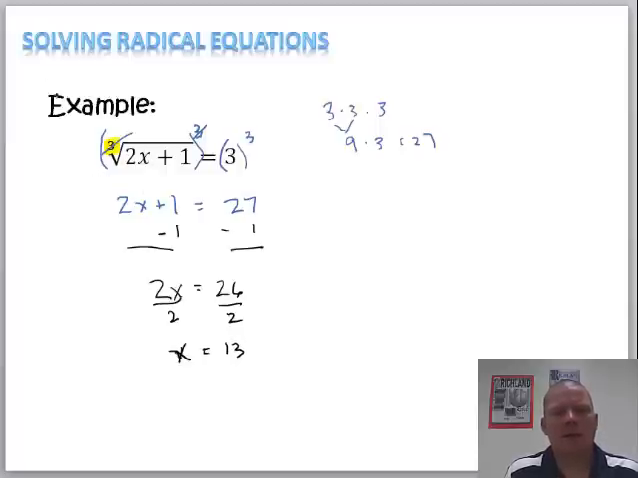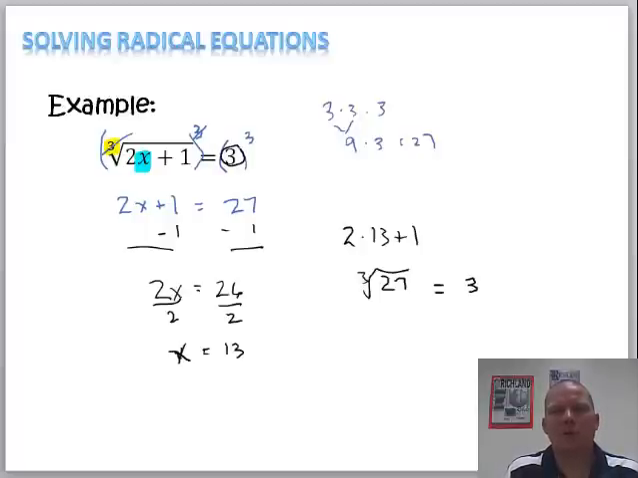I can plug that 13 back in for x up here and check my answer. I'd have 2 times 13 plus 1. 2 times 13 is 26, plus 1 is 27, and I have to take the cube root of that. The cube root of 27 is 3, because 3 times 3 times 3 makes 27, and that's what I wanted it to be. So that's example 2.